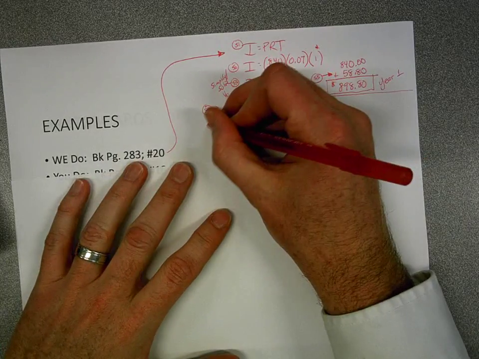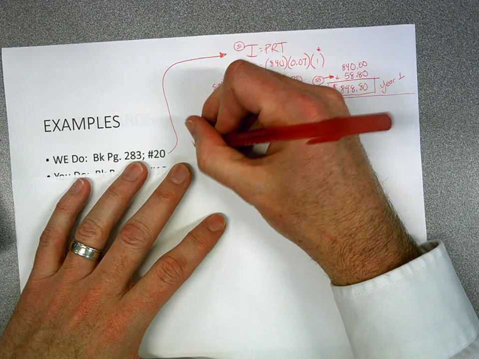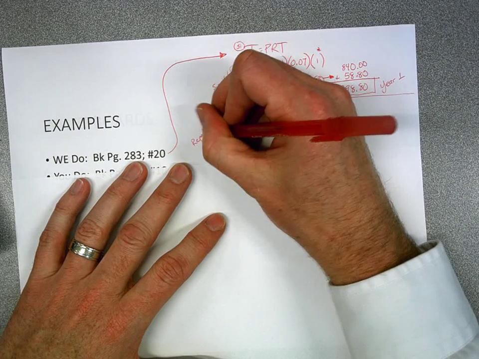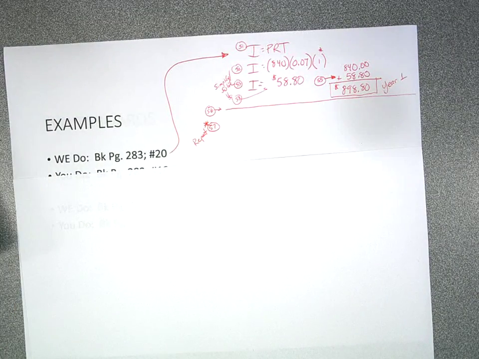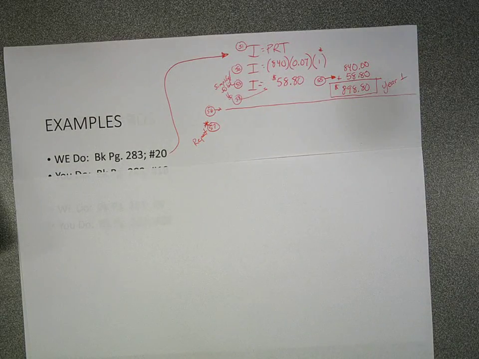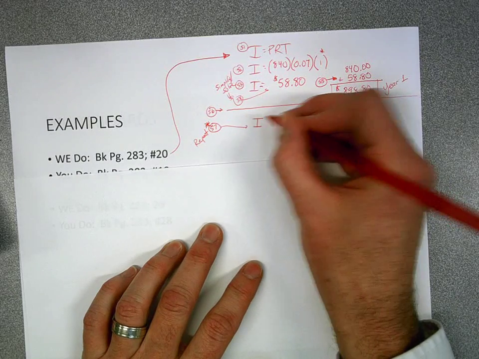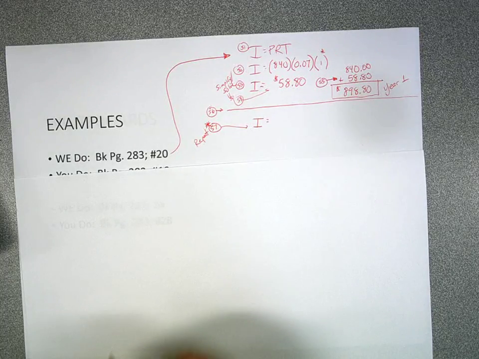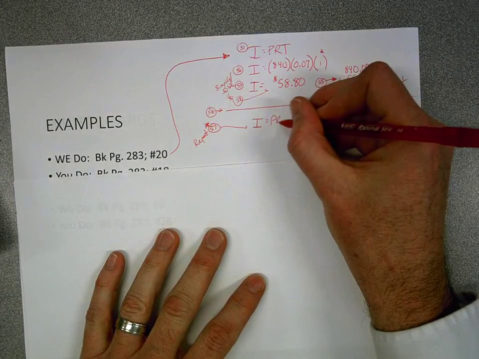We'll call this step 7. Instead of doing it all over again, I'm just going to use the word repeat, but I also want you to put a star, an asterisk, next to step 7, because it's not exactly repeating the exact same thing. The steps are the same, but you have to be careful. Here we go. I equals PRT.